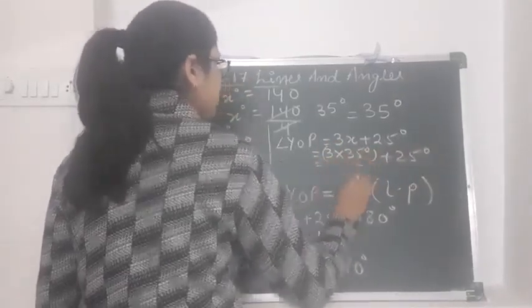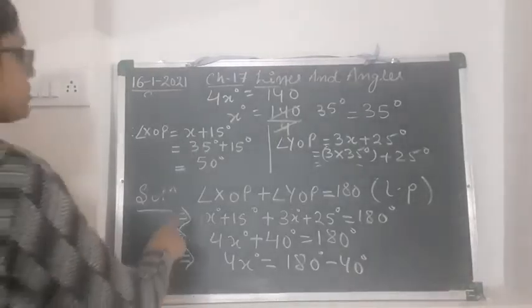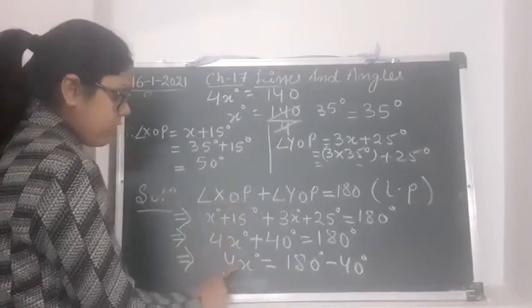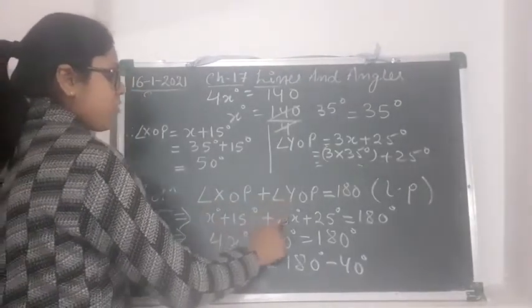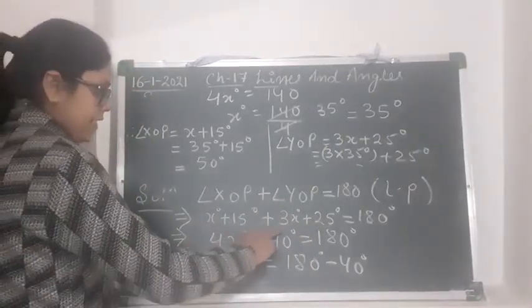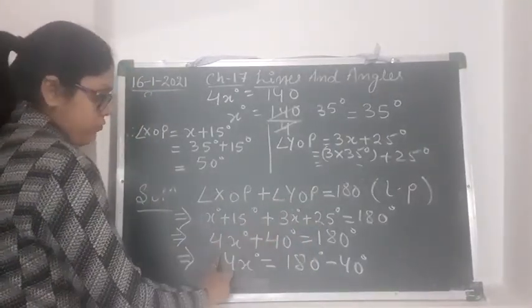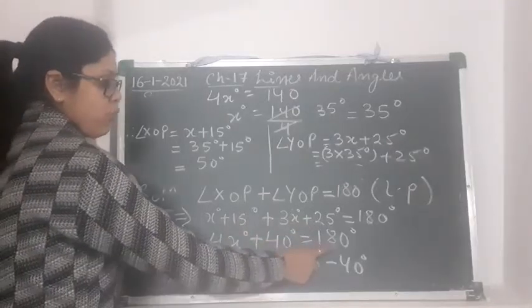3 5s, we will solve it further. Let me see, is it visible or not? Okay, is it visible? So what I have done first, our motto should be to take out the value of x. I put the value of XOP, x plus 15 degrees, and YOP, 3x plus 25 degrees. Then the constants I added because both are like terms. So 4x came, and 15 plus 25 came as 40 degrees, is equal to 180 degrees.